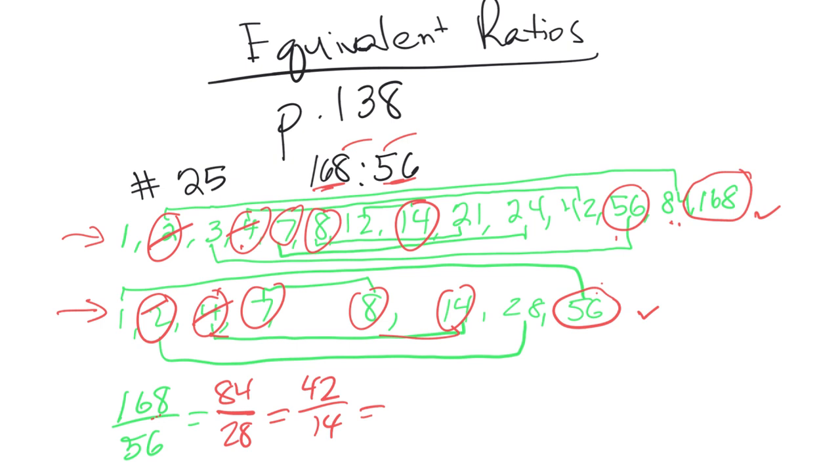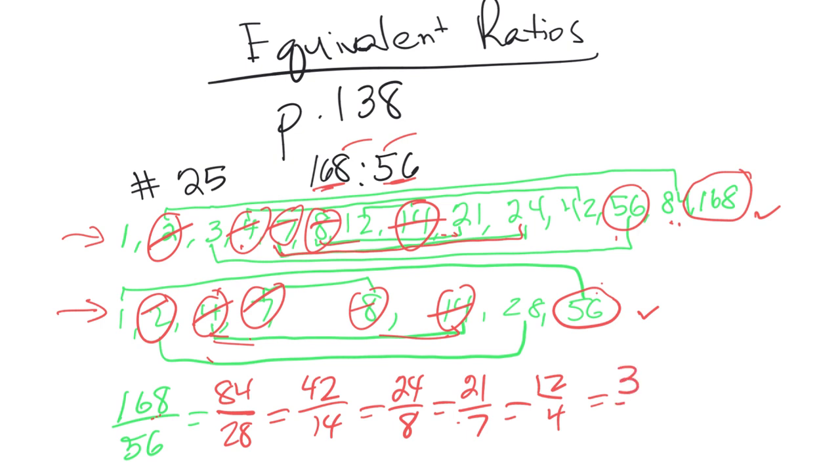Okay, we did 4. Now let's divide it by 7. 168 divided by 7 is, follow the line down here, 24. And 56 divided by 7 is 8. And then we've done 7. Now we got to divide it by 8. 168 divided by 8 is 21. And of course, 7. And then dividing by 14, you get 12 here, and you get 4 there. And then dividing by 56, you get 3 here and 1 there.